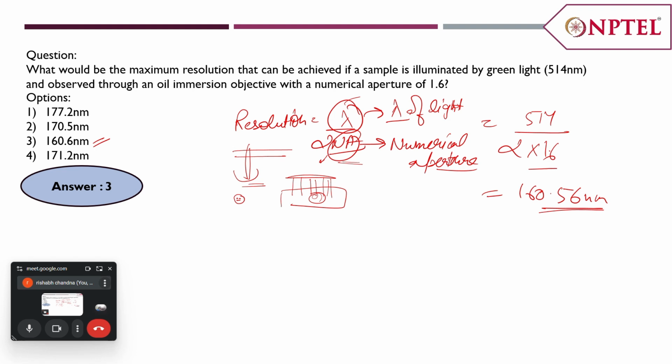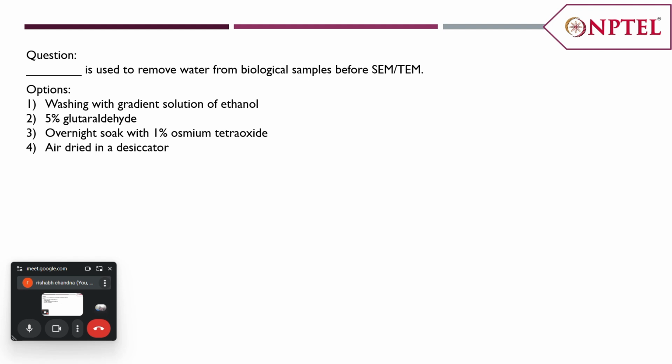So let's move on to the next question. Which of the following is used to remove water from biological samples for SEM or TEM? The options are washing with gradient solution of ethanol, 5% glutaraldehyde, overnight soak with 1% osmium tetroxide, or air dried in a desiccator. What can be the correct answer?